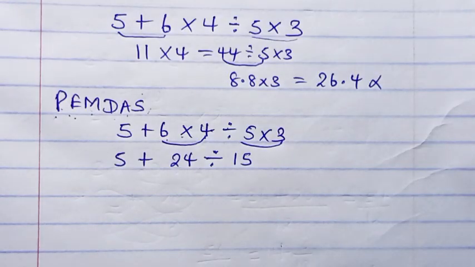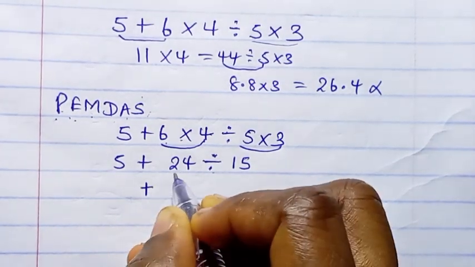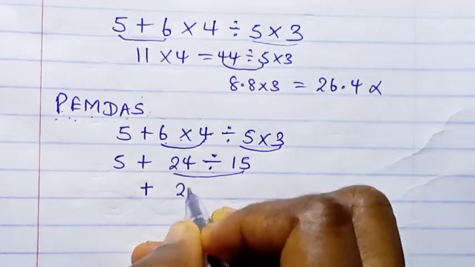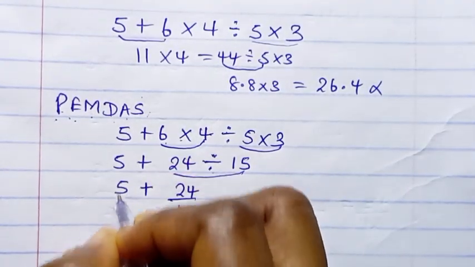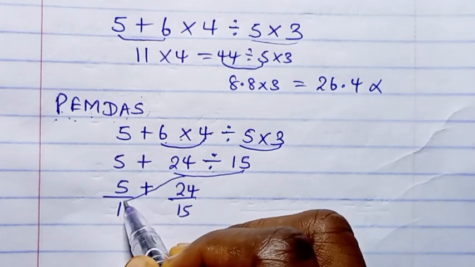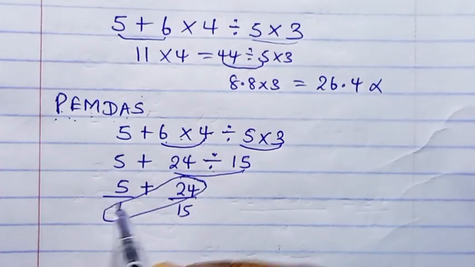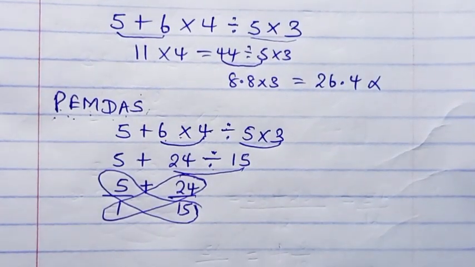Having done the multiplication, the next thing that we are going to consider is our division. Now you can decide to write this again in a fraction way. 24 divided by 15. You bring down this 5 over 1 to make it a fraction. Remember our butterfly? We are going to apply that here so that we will not waste time in adding this fraction.